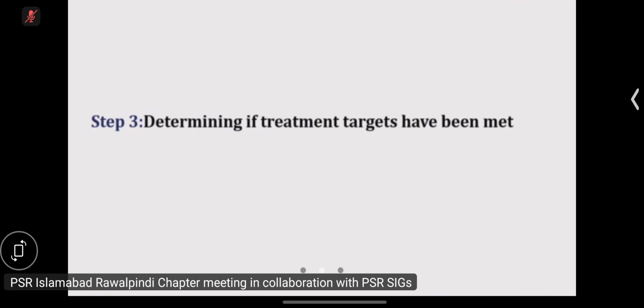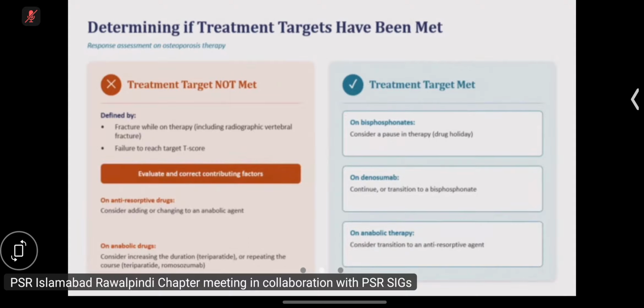So I've combined the third and the fourth step basically. Third step is progressive monitoring of the patients, and the fourth step is adjustment of their therapy. And both these steps go hand in hand, so I've combined it. So we have to determine if the treatment targets have been met by the patients. Now, if a patient develops a fracture while being on a specific treatment, then this is clearly the failure of that treatment. Similarly, if the patient fails to reach their target T-score, then this is also considered a failure of the therapy. So in these cases, we have to reevaluate the patient and see if there are any contributing factors.